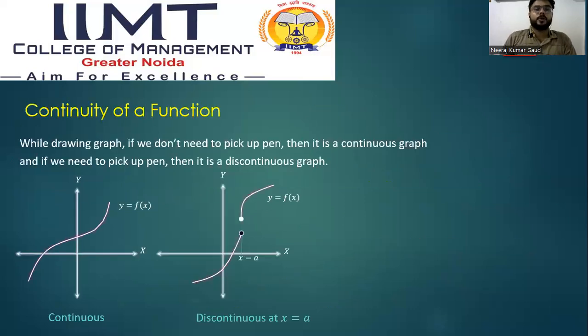The first is continuity of a function. While drawing a graph, if we do not need to pick up the pen, then it is a continuous graph. And if we need to pick up the pen, then it is a discontinuous graph. So we have a continuous function as well as a discontinuous function on the screen.